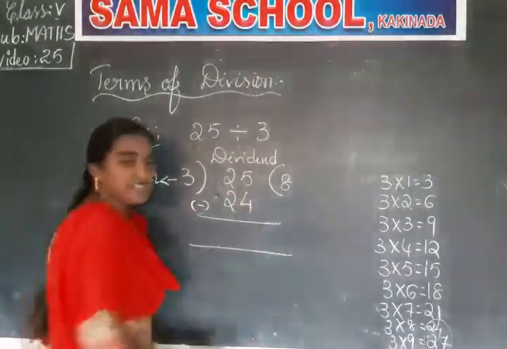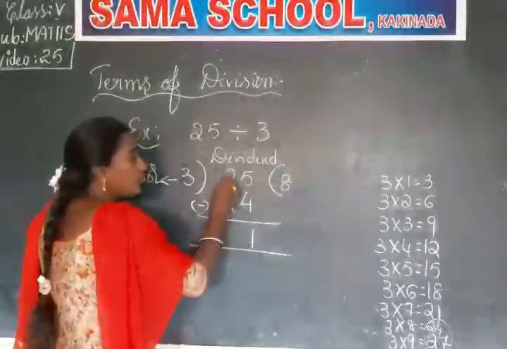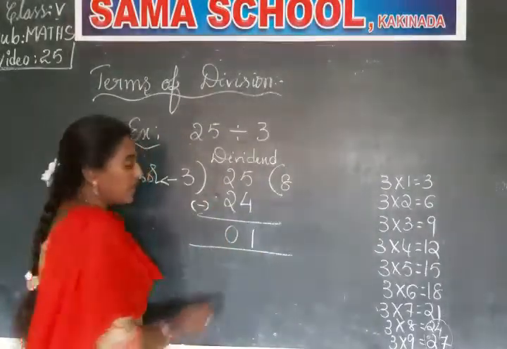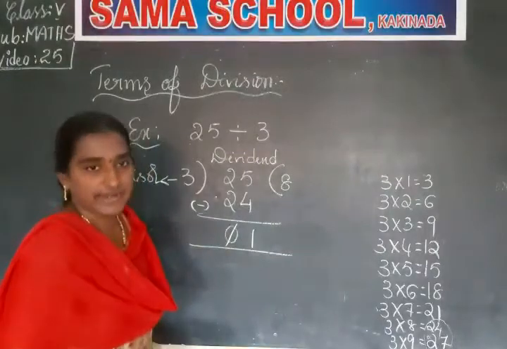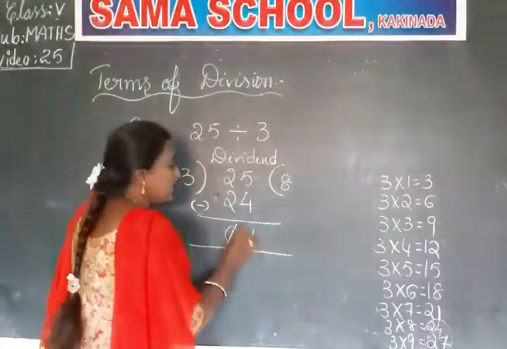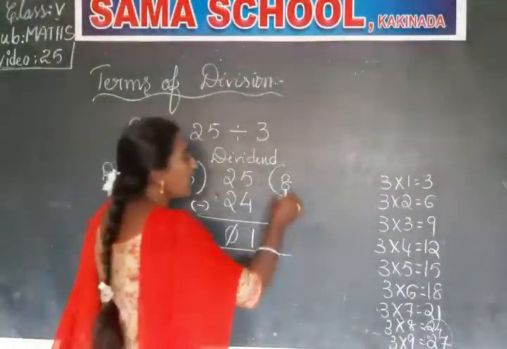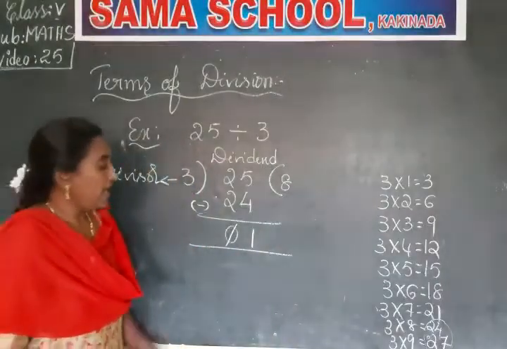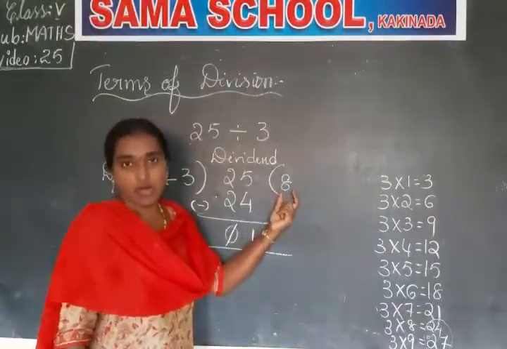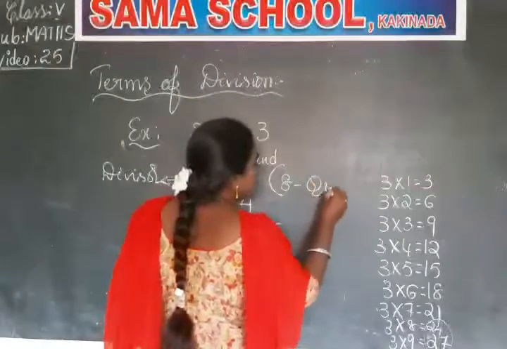Now 5 minus 4, 1. 2 minus 2, 0. This 0 is invalid, so we can cut it. And this 1 is left over after doing the division. And we got 8 as the answer. And here 8 is called the quotient.